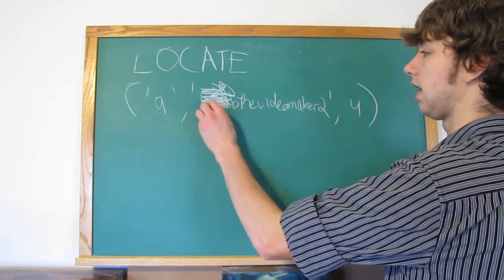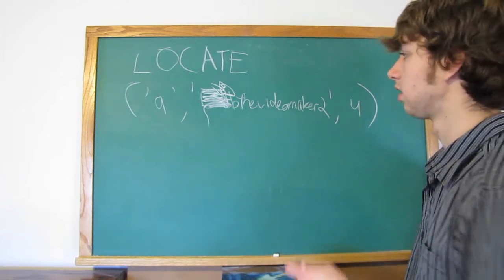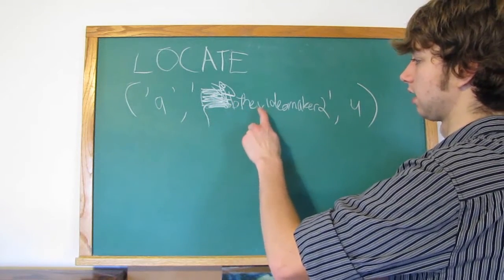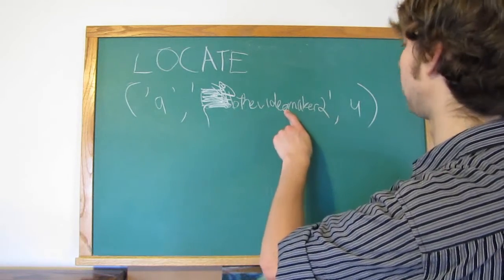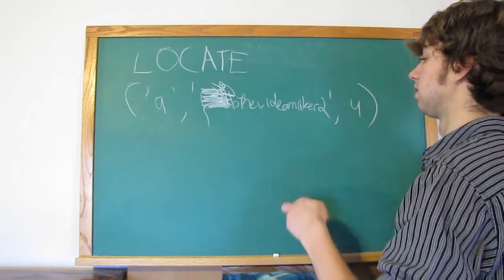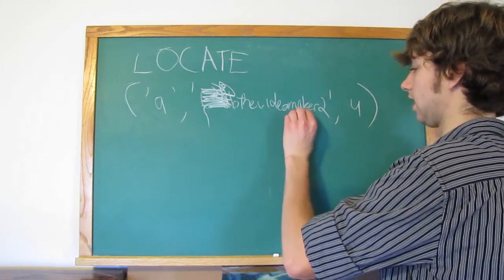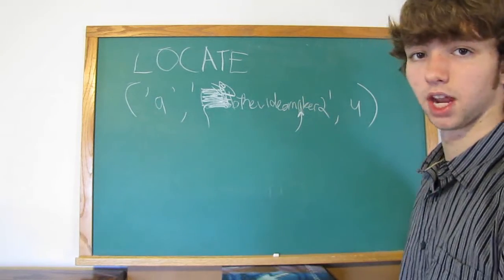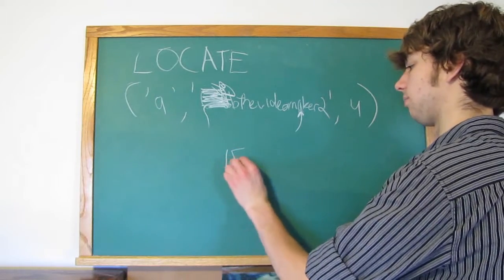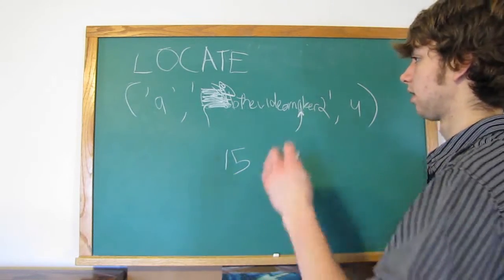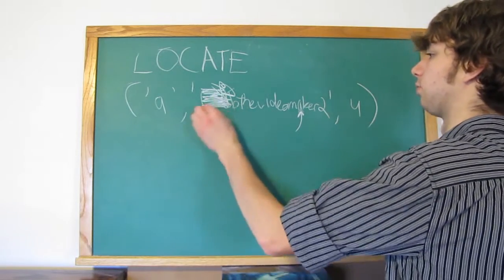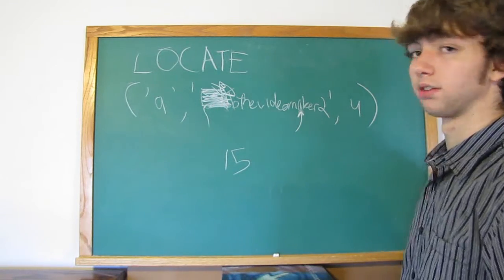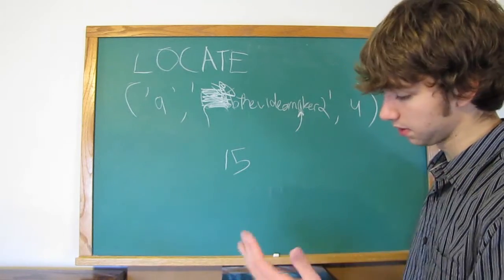So C-A-L-E, that's 4, 5, 6, 7, 8, 9, 10, 11, 12, 13, 14, 15. So here is the next A, the 15th character. So the returned result is going to be 15, not 2 like it was before. That's because we ignored the first 4 characters. So that's locate.